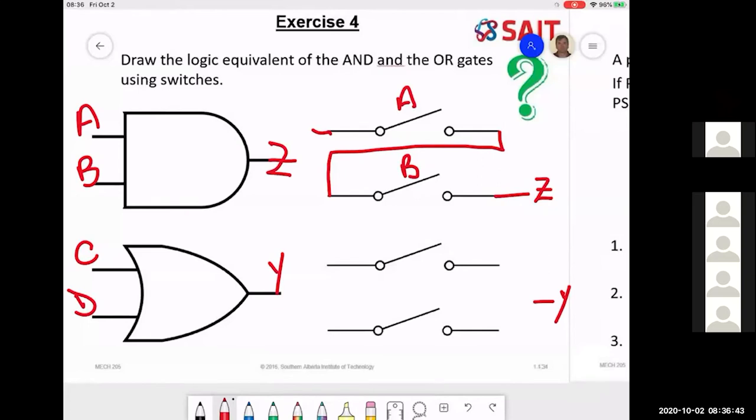I've got one word I'm waiting for, just one more word. Would you make them parallel? Parallel, yeah, that's the word I'm waiting for. Okay, so if I have them in parallel, if C closes or D closes, then the output is true.